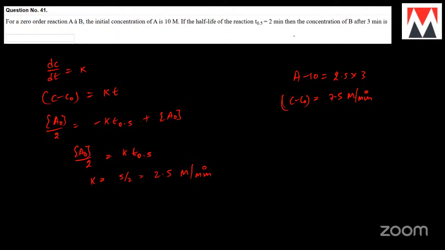Again, I'm telling you, he is asking the concentration of B. See, zeroth order, A giving you B, the initial concentration of A is 10 molar, half-life is 2 minutes, the concentration of B after 3 minutes. So whatever is left, A is left only 2.5 molar. Whatever has changed will become B.